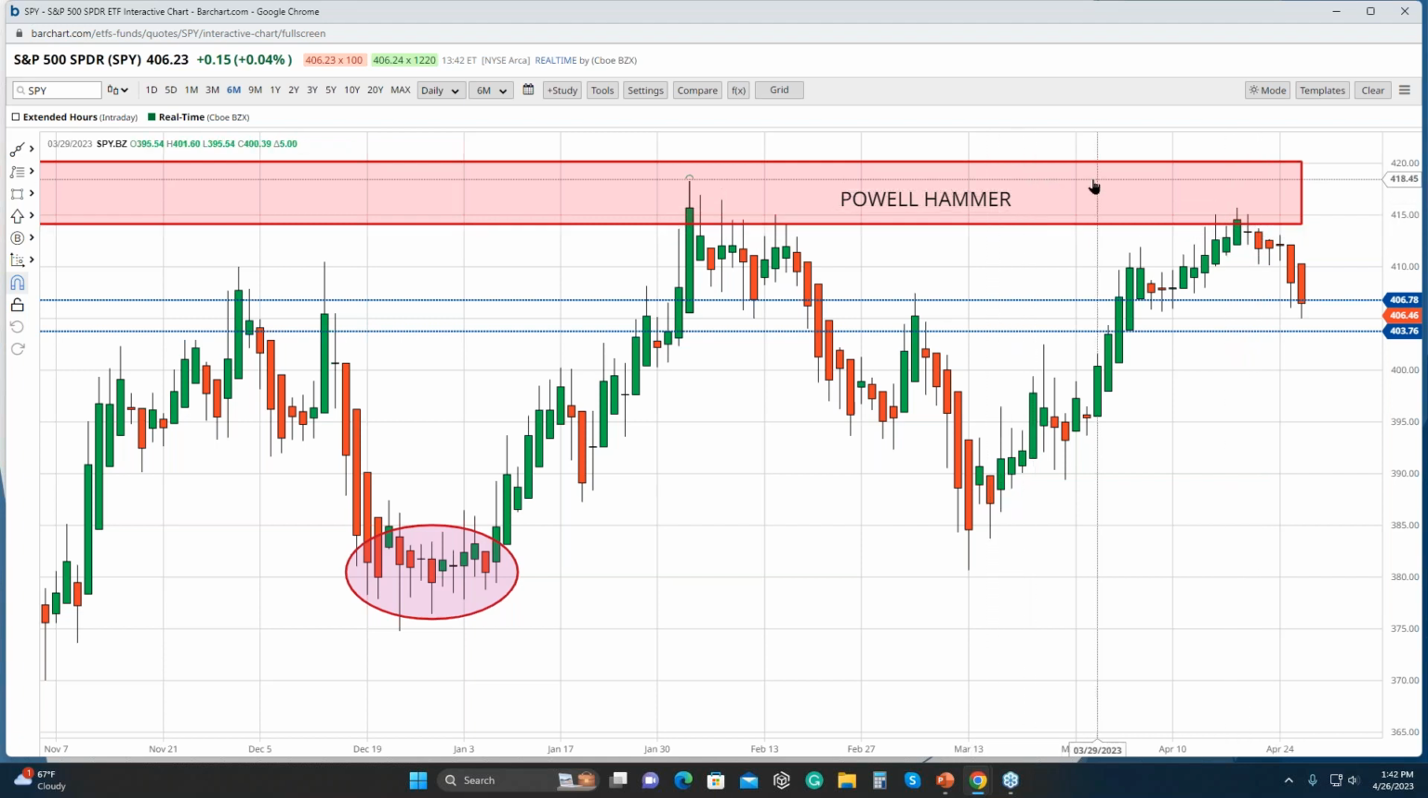Now, if you want to know what this pink box here, Powell hammer, is, this is something that we've been identifying in our market close segments on Fridays for our premium members. And if you're not a premium member, I'll show you how you can demo that if you wanted to come in and check that out. So this pink box represents an area of supply or resistance.